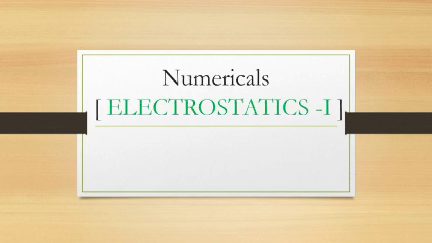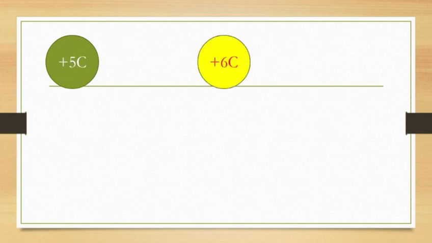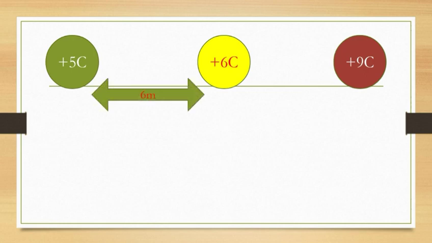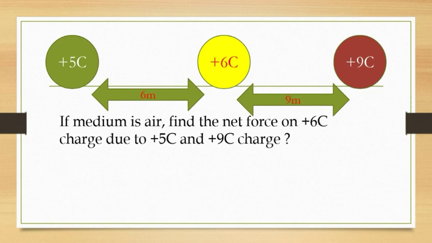So let's start with these questions. The first question is, there are three charges, one of 5 coulomb, another of 6 coulomb, and the third of 9 coulomb. The 5 coulomb and 6 coulomb charges are separated by a distance of 6 meter, and the 6 coulomb and 9 coulomb charges are separated by a distance of 9 meter. If the medium is air, find the net force on the 6 coulomb charge due to the 5 coulomb charge and the 9 coulomb charge. Okay, the question is, find the force on the 6 coulomb charge.